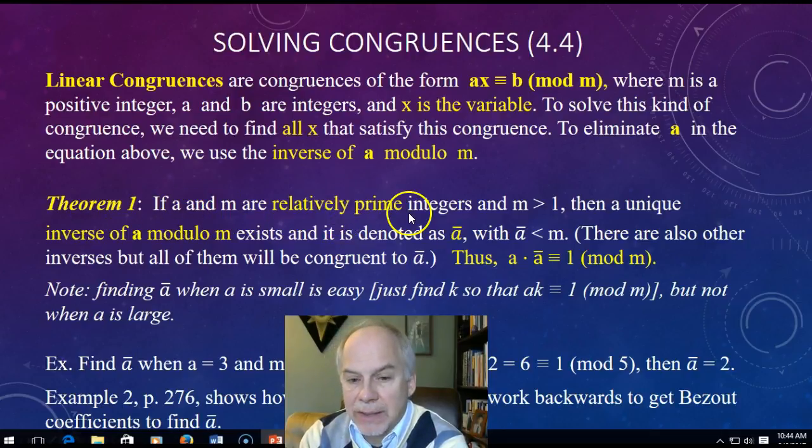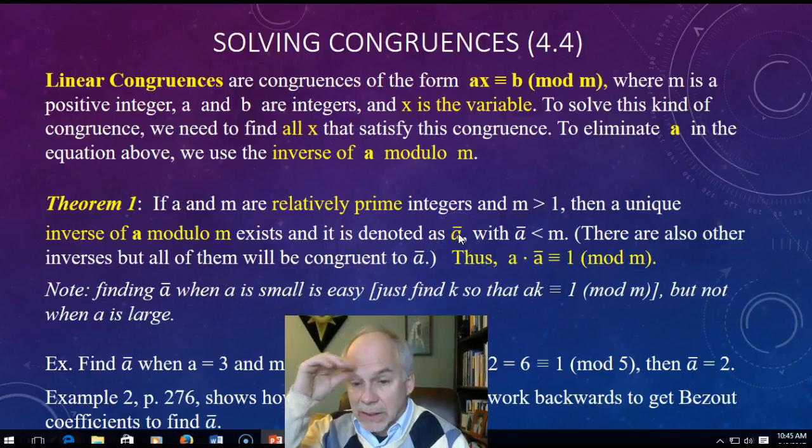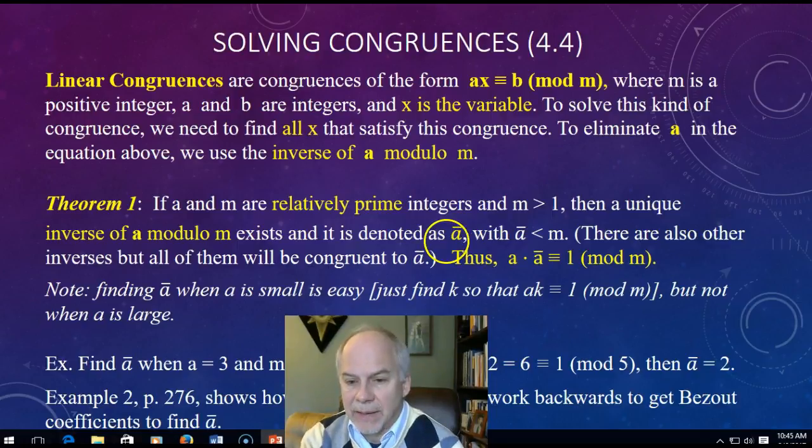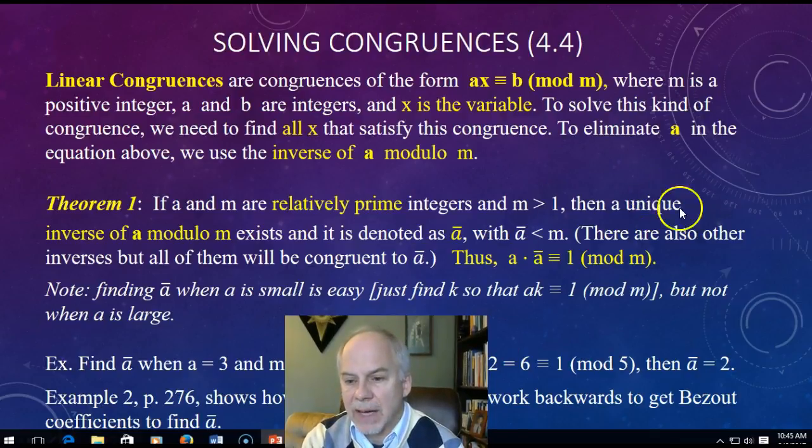If A and M are relatively prime integers, so you got to have A and M to be relatively prime, and M is greater than 1, then a unique inverse of A mod M exists, and it is denoted as A with a bar over top it. That's the inverse of A. And the inverse of A has to be less than the mod number. So we're looking for some number less than the mod, so it's the inverse of A.